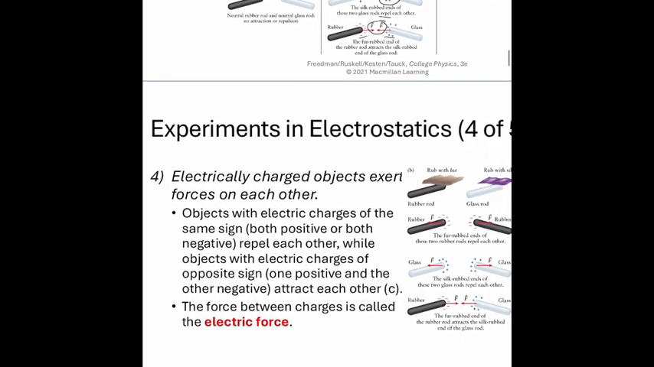So, oh, here we go. That's what we were just talking about, right? Our fourth observation, if you will, is that electrically charged objects exert forces on one another, okay? And we just explained what those forces were. Opposites attract, okay? Like, same signs, repel, okay? And the force of that attraction and the force of that repulsion is a special force that we call an electric force.